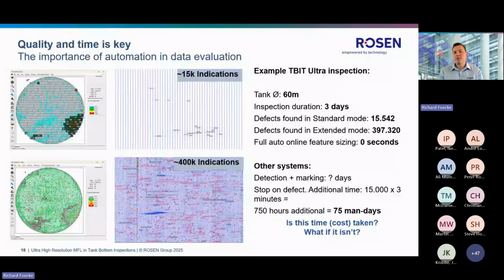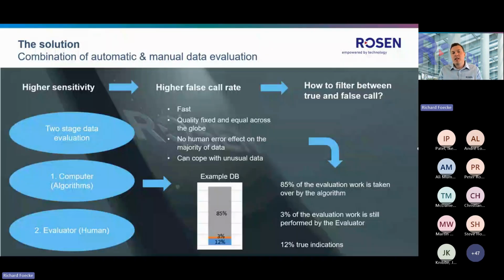So I put an example here for an example database that can of course differ if you have different databases. But what we typically reach is if we have 100% of indications inside a tank, the algorithm typically handles 85%. So 85% of the false calls are typically taken out by the computer. In this case, there were 12% of true indications, which of course were rightfully kept in. So there was a remaining effort of 3% here to be done by the evaluator.